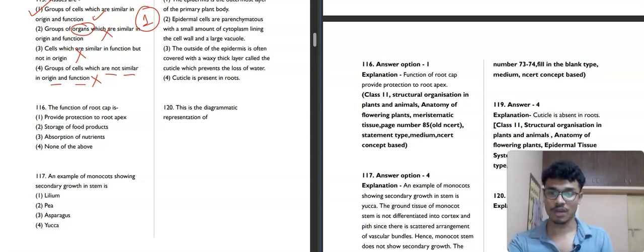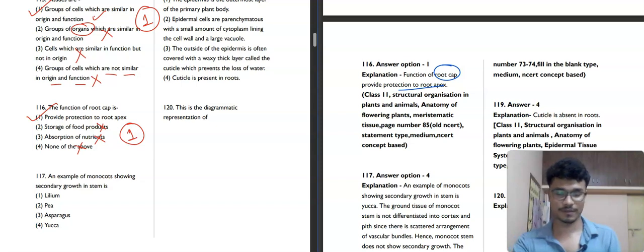So the function of root cap is to provide protection to the root apex. Is the function of root cap protection of root apex? Yes, it is absolutely correct. The storage of food products is not a function of root cap. You know that root cap is a thimble-like structure. The absorption of nutrients is also not, and none of the above. So the first option is our correct answer here.